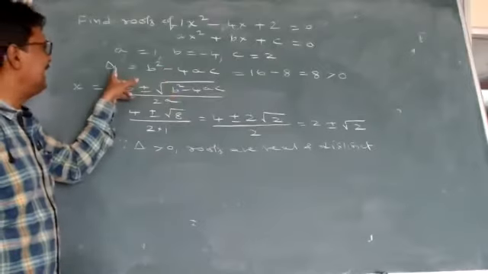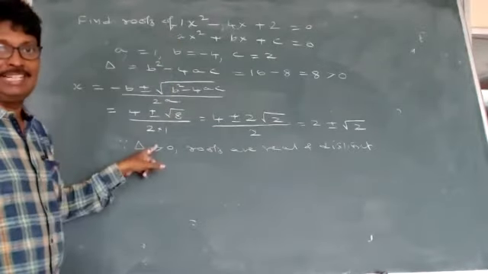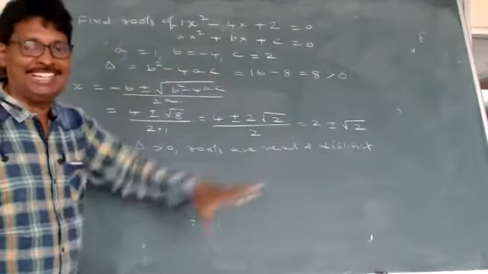So by calculating delta, we can determine the nature of the roots directly. In the first problem, we discussed delta is 0, the roots are real and equal.